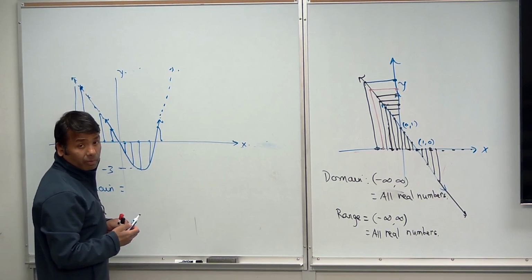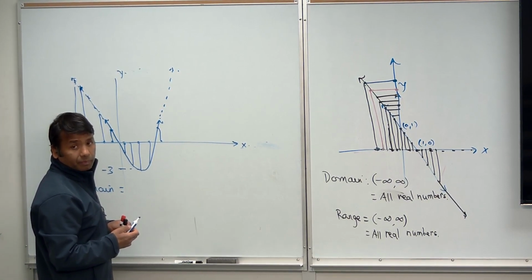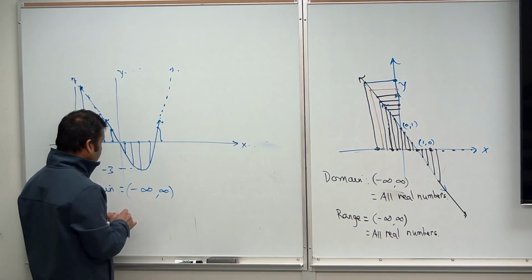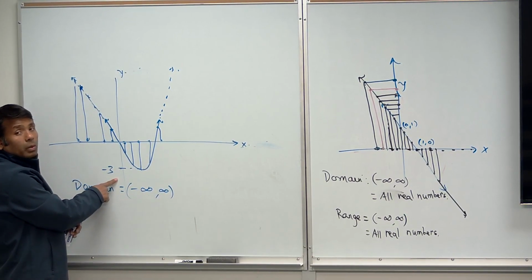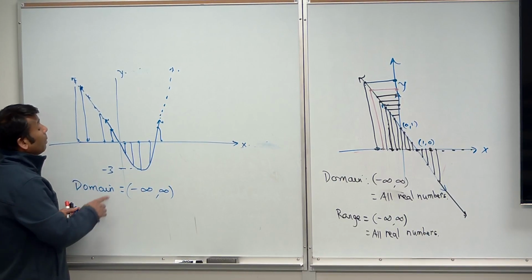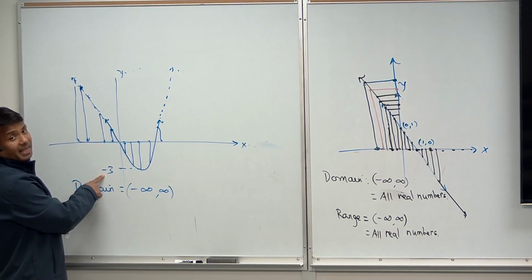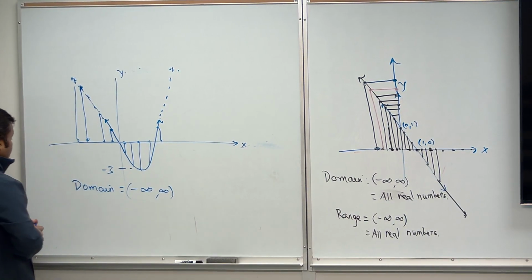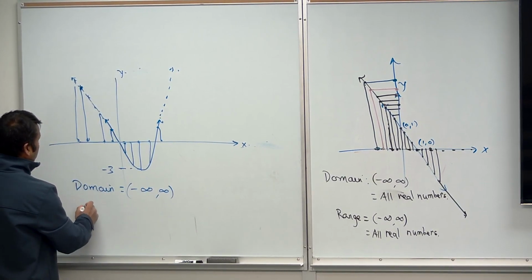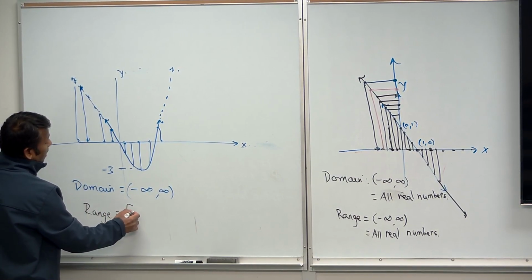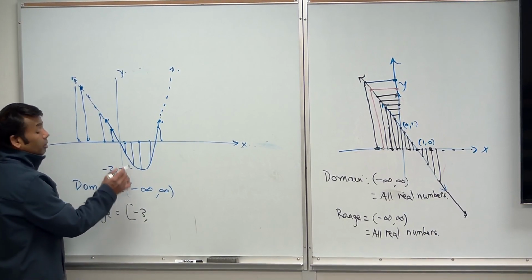all real numbers. Negative infinity, comma, positive infinity. But your y value cannot go below -3. So would it be bracket -3? But it can be -3. Yeah, you are right. Bracket -3, comma, infinity. Yes, that's right. So your range is going to be bracket -3. You see what I'm talking about, right?